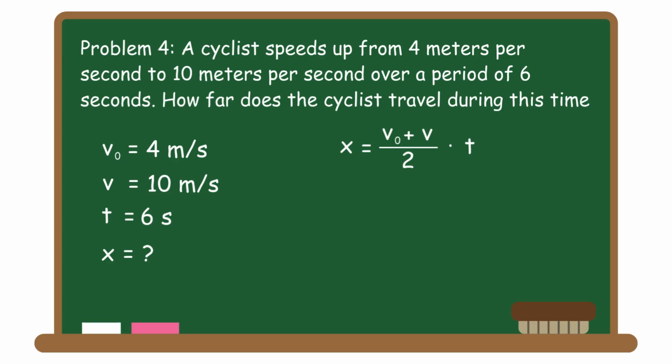Now let's solve it step by step. Add the velocities. 4 plus 10 equals 14. Divide by 2. Finally, multiply by time. 7 times 6 equals 42. So, the cyclist travels 42 meters over 6 seconds while accelerating.